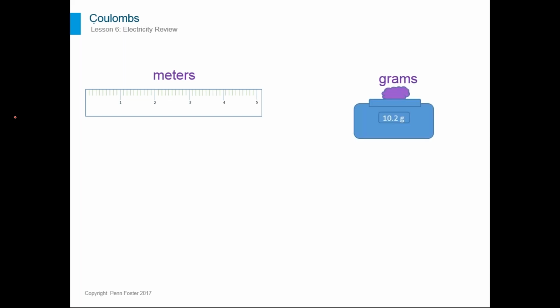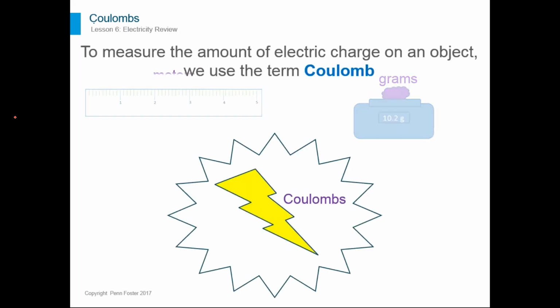All amounts in physical science are measured with their own unit. We measure distance in meters, mass in grams, etc. The unit that we use for measuring the strength of an electric charge is called a coulomb.